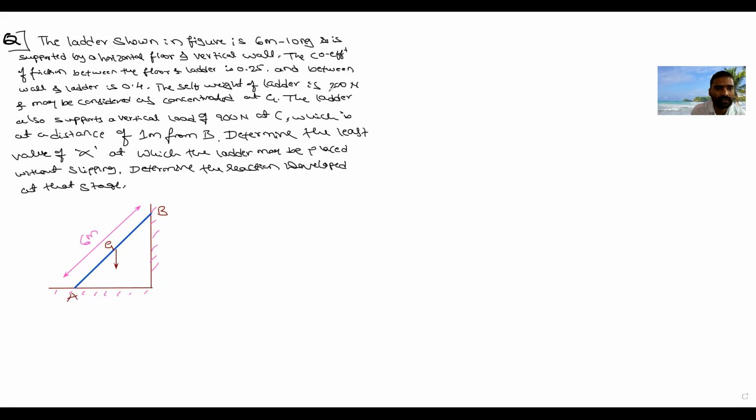The self weight of the ladder is 200 Newton. You have to determine the value of alpha in order to stop the slipping. Can you tell me the length of AG? A to G is 3 meter, and the remaining is also 3 meter. Have you taken this diagram? Okay, I will write the free body diagram of the ladder.